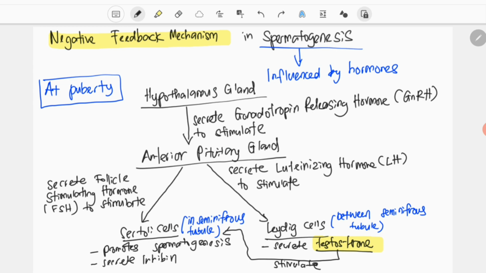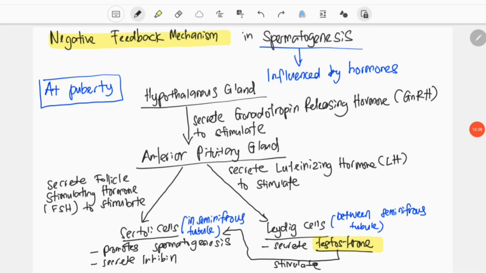So nampak tak Sertoli cell ni ada dua signal yang akan tolong stimulate dia, iaitu first signal daripada FSH, second signal daripada testosterone. So ada dua hormon. So FSH and testosterone, so both akan stimulate the function of Sertoli cell, iaitu untuk promote spermatogenesis dan juga untuk secrete inhibin. Cuma testosterone tu produced by Leydig cell.